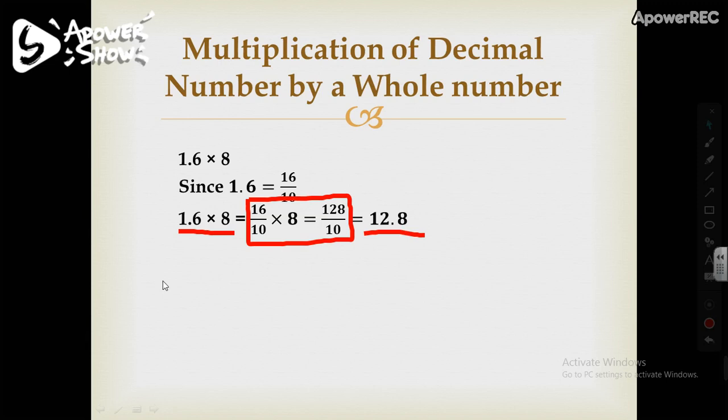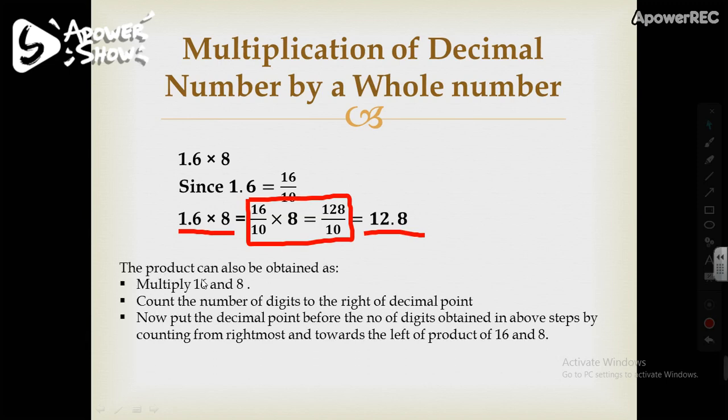Let's conclude. The product can also be obtained by multiplying 16 and 8. This is my first step. We have to first multiply 16 and 8 by ignoring this decimal point.